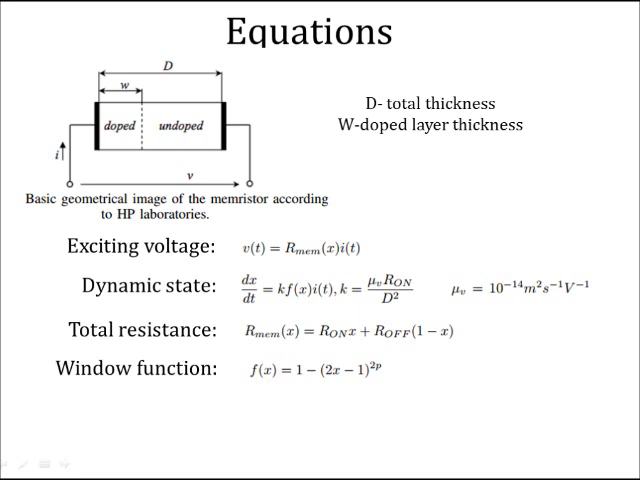The second equation is the dynamic state equation of the current that shows the dependence on X. Mu sub V is a constant, and it is the dopant mobility. The next equation is the total resistance equation. Here R on corresponds to the case when W is equal to 0 and R off is when W is equal to D. The last equation is called the Window function. The first and fourth equations show the mathematical model of the memristor.